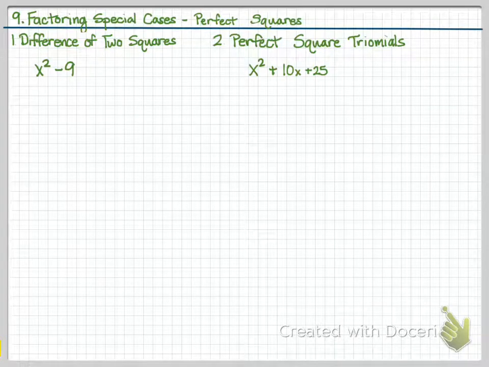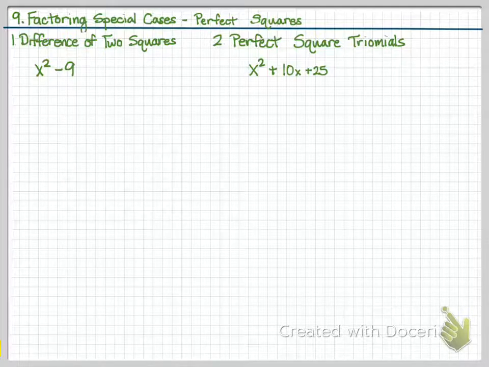Alright, welcome back for one of our last videos on factoring. We're going to factor special cases of our perfect squares. So we have to remember all those numbers that are perfect squares, such as 1, 4, 9, 16, 25, 36, 49, and so on and so forth. So let's take a look at these two cases.